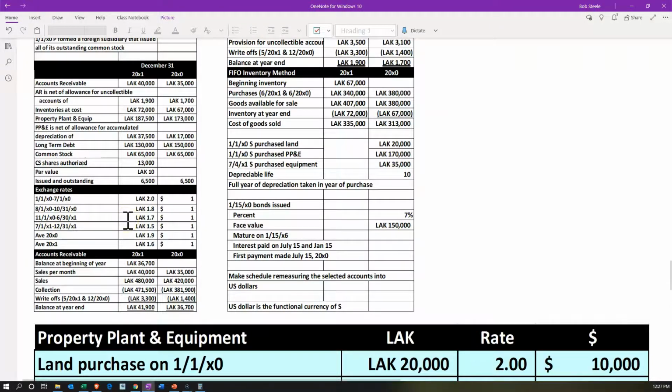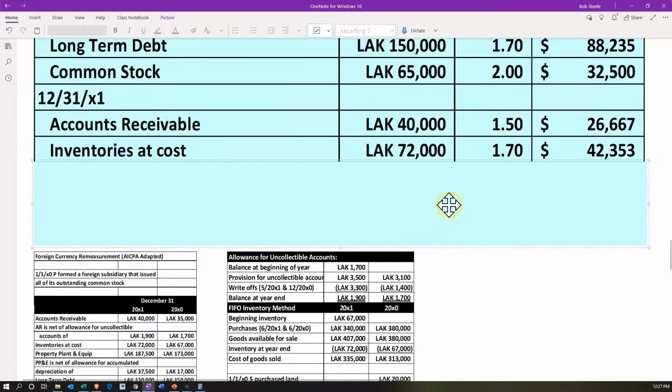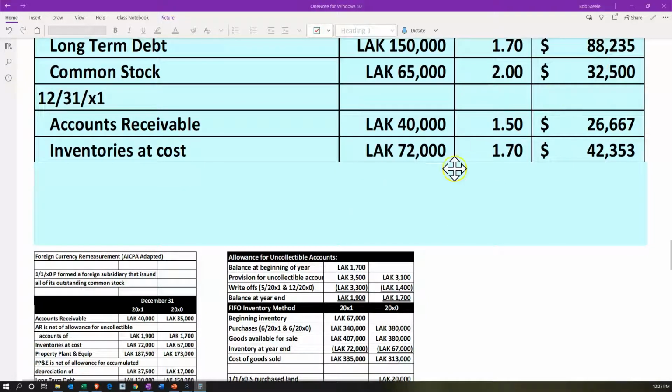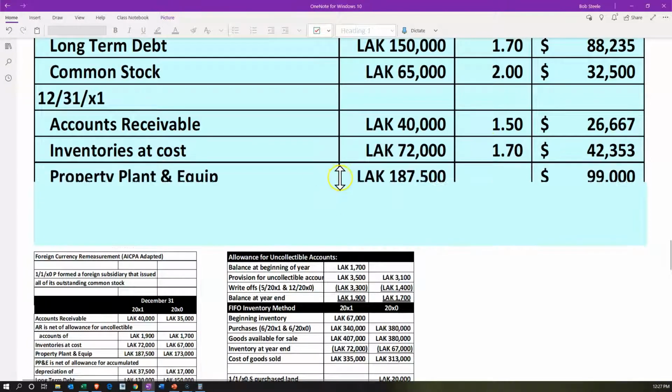So we got the 1.7. That's what we want up here, the 1.7. So we're going to pick that up. Let's do our calculator, trusty calculator, 72,000 divided by 1.7. That's going to be the 42,353. Next item, property, plant, and equipment.